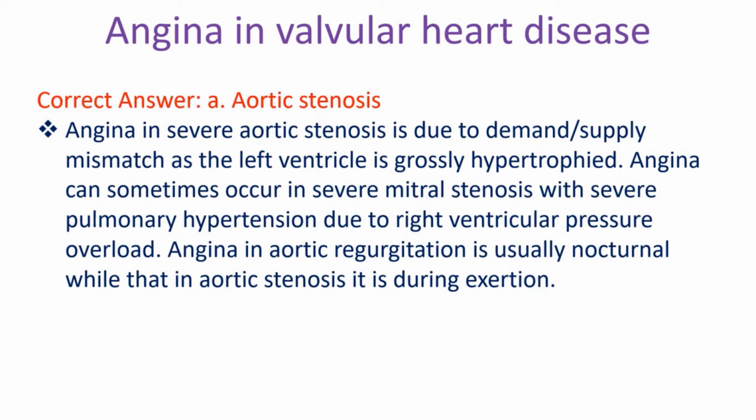Angina in severe aortic stenosis is due to demand-supply mismatch as the left ventricle is grossly hypertrophied. Angina can sometimes occur in severe mitral stenosis with severe pulmonary hypertension due to right ventricular pressure overload. Angina in aortic regurgitation is usually nocturnal, while that in aortic stenosis is during exertion.